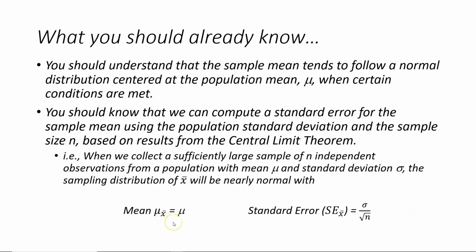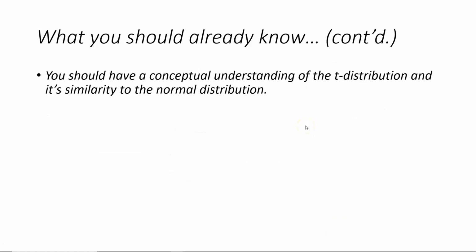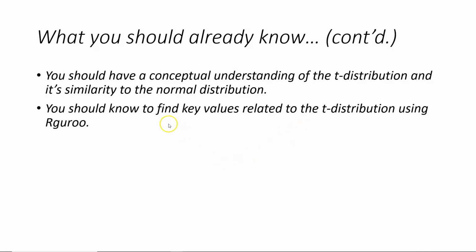This is the formula for finding the mean of the sampling distribution of sample means and the standard error for the sampling distribution of sample means. Two other things that you should already know before watching this presentation. First, you should have a conceptual understanding of the t-distribution and its similarity to the normal distribution. You should also know how to find key values related to the t-distribution using RGuru.